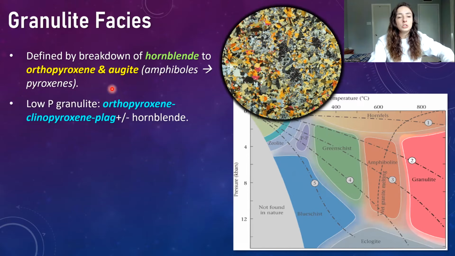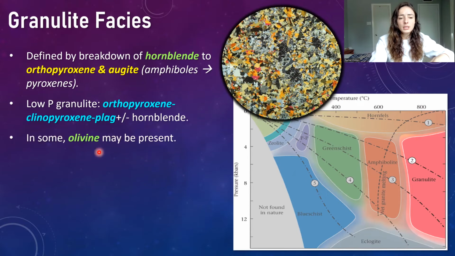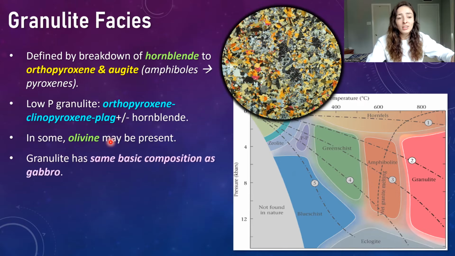And low pressure granulite has a mineral assemblage of orthopyroxene, clinopyroxene, or augite, and plagioclase, plus or minus hornblende as it continues to break down. In some, olivine may be present. And now we might be thinking, well, that sounds a lot like gabbro, the composition of gabbro, or basalt, which is just fine grained gabbro.